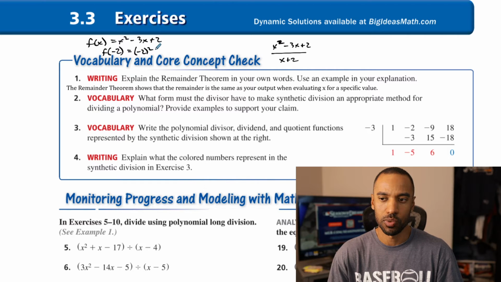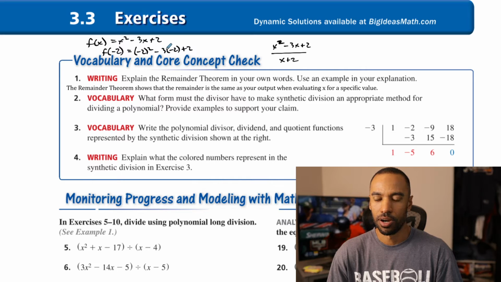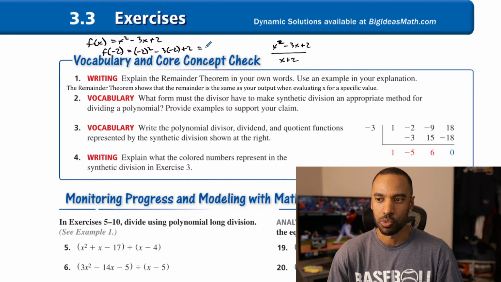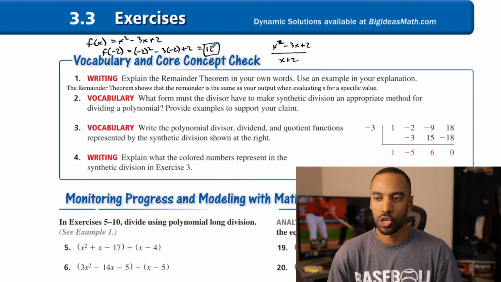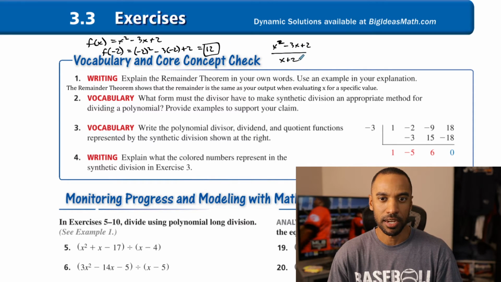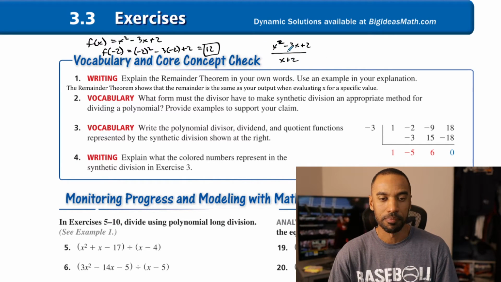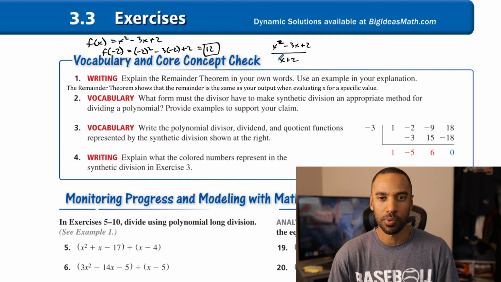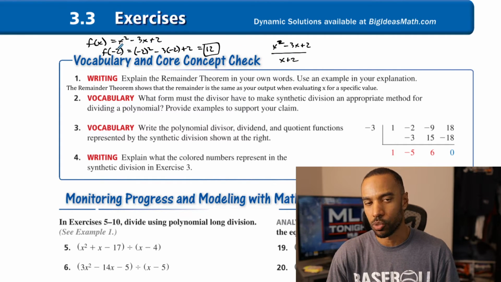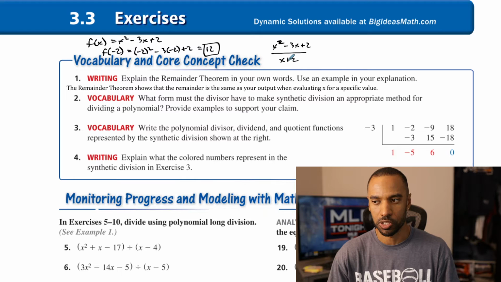I can substitute negative 2 into here, probably faster. Negative 2 squared is 4, plus 6 is 10, plus 2 is 12, right? They want us to show that 12 is what we get as the remainder when we do synthetic division right here. Now, why did I say negative 2 here when this is x plus 2? Because negative 2 is the root that you get with x plus 2 as your factor.